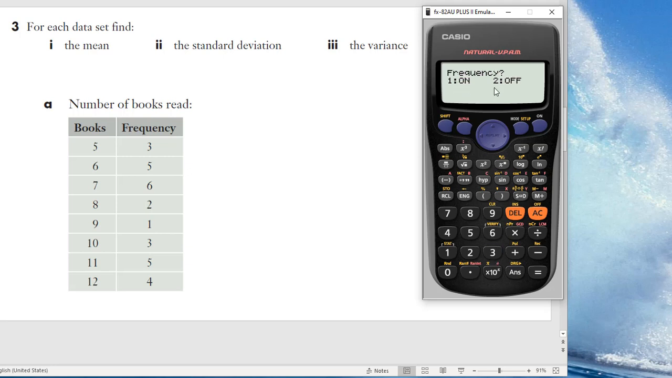Turn frequency on or off. We want to turn it on. So now if we go into our stats mode, you'll notice we've got 2 columns there. Best way to do this, if you haven't already, is to enter all your scores in first, and then go back up and enter all your frequencies in second. See how quickly we can do this.